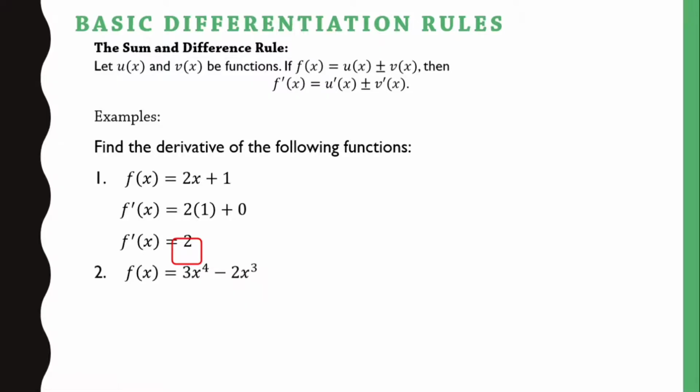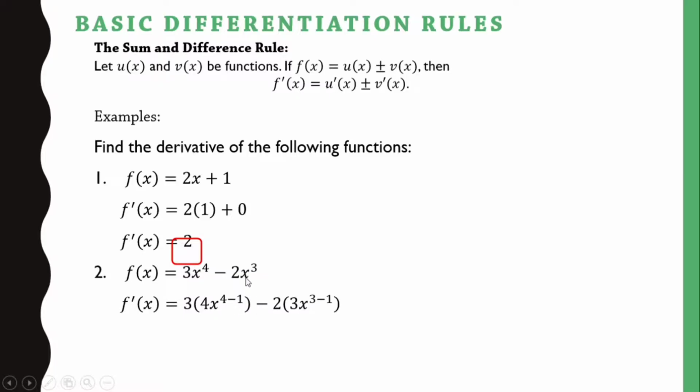Again, we get the derivative of each of the terms. So, derivative of 3x raised to 4, we have to use the constant multiple rule. So, that is 3 times the derivative of x raised to 4. So, take out 4, make it as our numerical coefficient, then subtract 1 from our exponent. So, that's 4 minus 1.